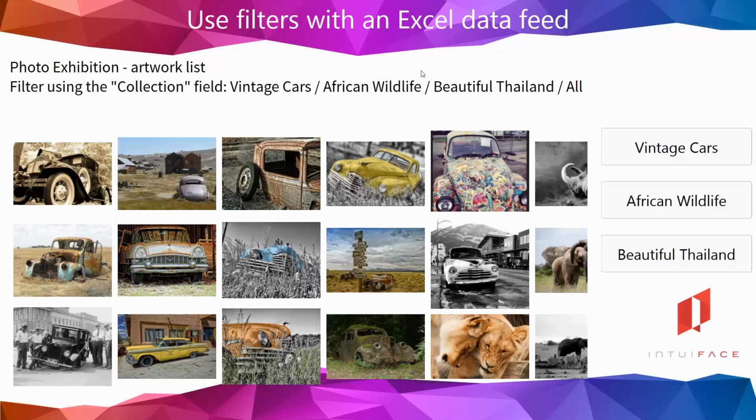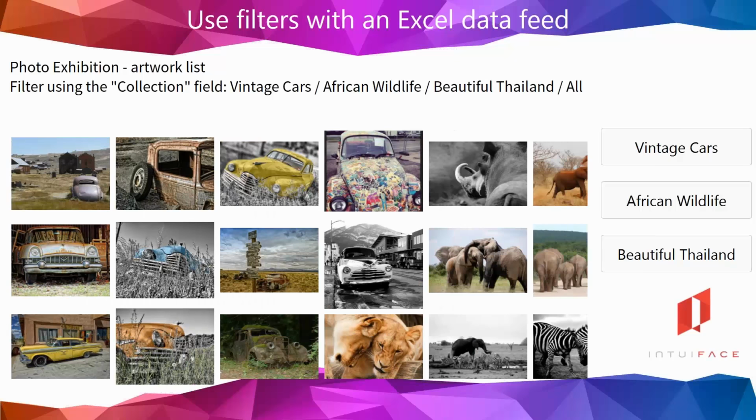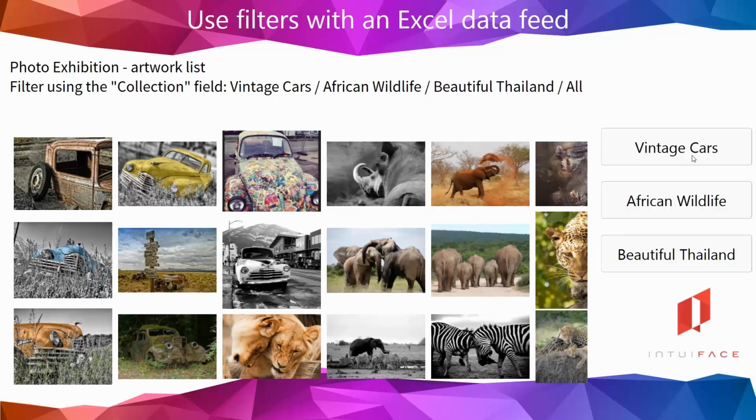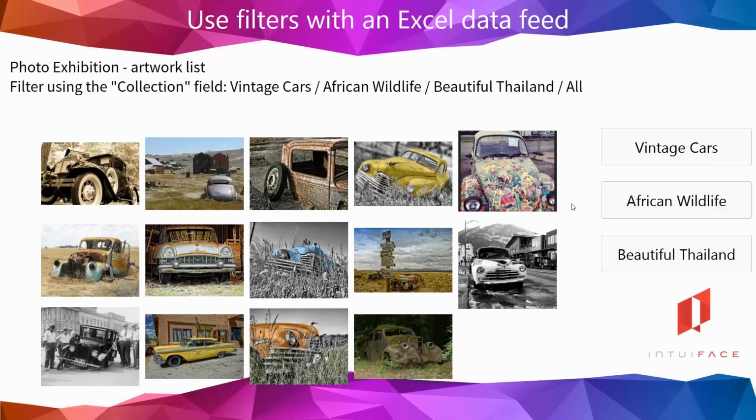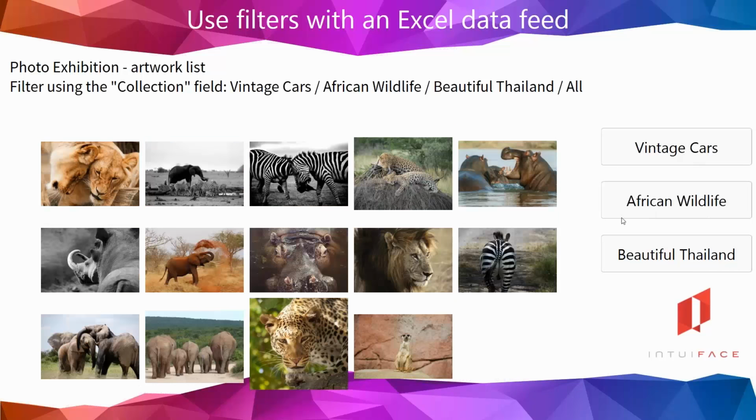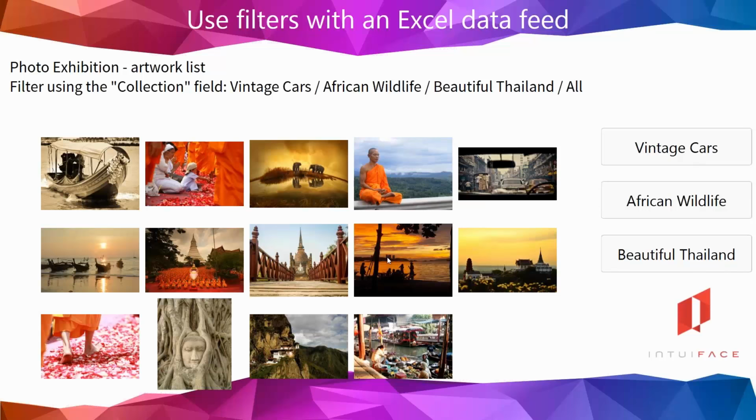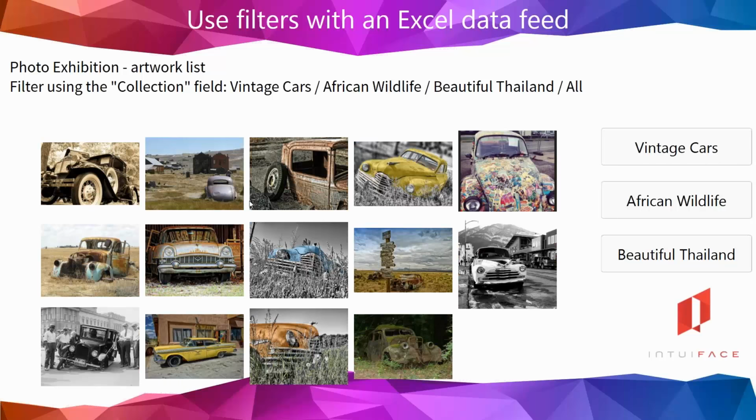So at the beginning I have no filters, right? So I see both the cars and the wildlife. And if I scroll, the Thailand. If I click on the first button, I will see the vintage cars only. I click the African wildlife, I go to the animals, and if I click on the last one, I will see the Thailand pictures. With this method, you can very easily present a product catalog. Use some categories to narrow the search for some products.